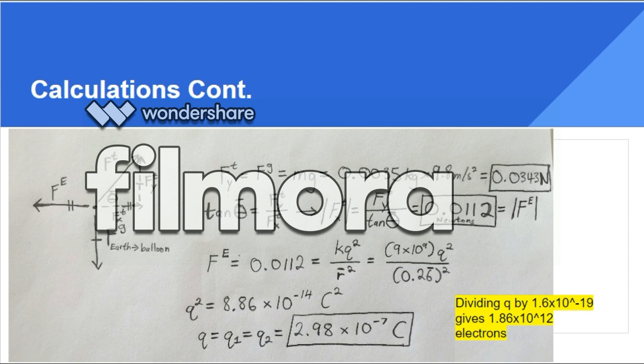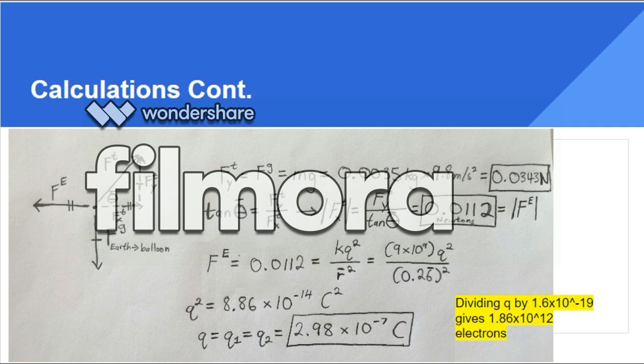As you can see in the free body, the magnitude of the force of gravity is equal to the magnitude of the vertical component of the tension. As you can see in the first line, this value is 0.0343 newtons. Using this value, alongside the law of tangents, as well as the average angles that we determined, we were able to calculate the horizontal component of the tension force, which is equal to the magnitude of the Coulomb force.